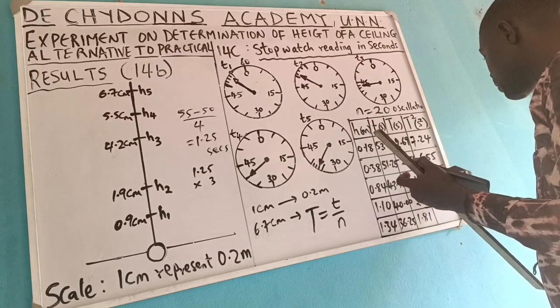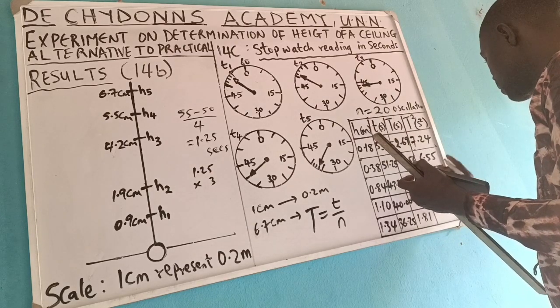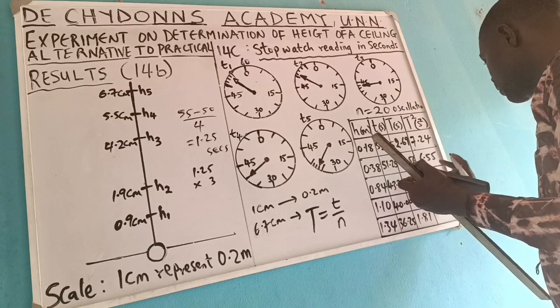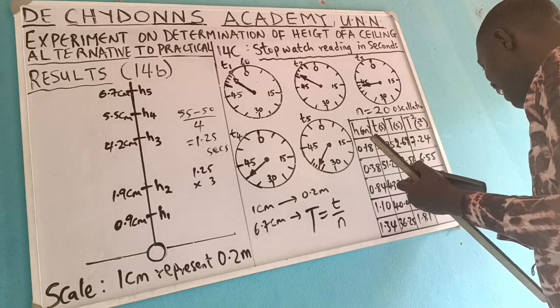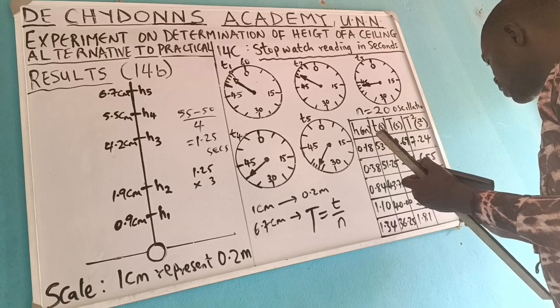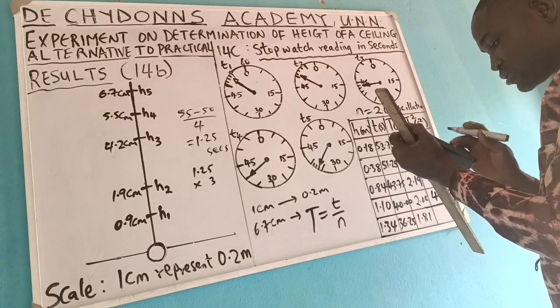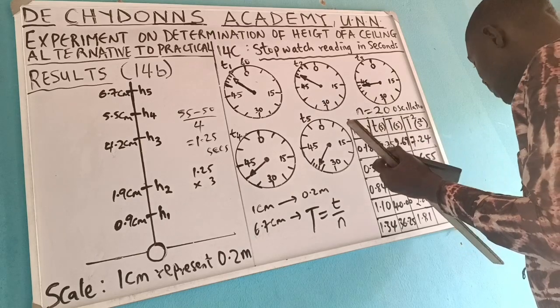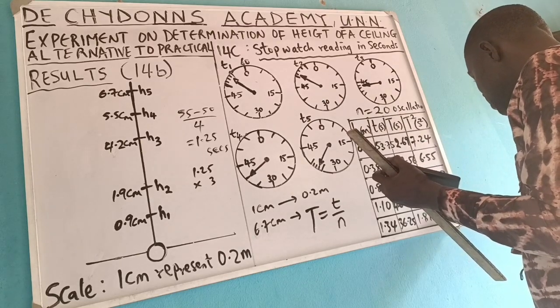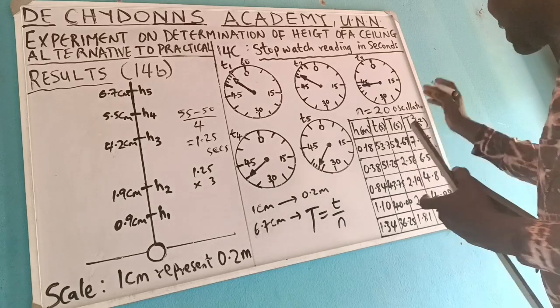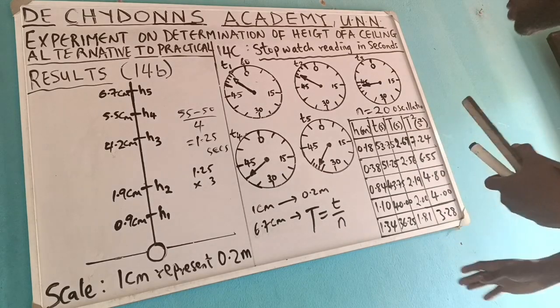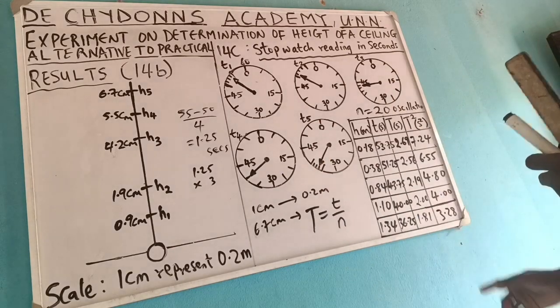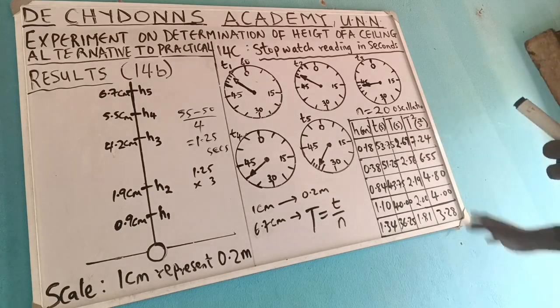4.80. 4.80. And this is 4.00. 1.81 squared. 3.28. So that is how to make your table of values for this. Yes, remember we did approximations here.